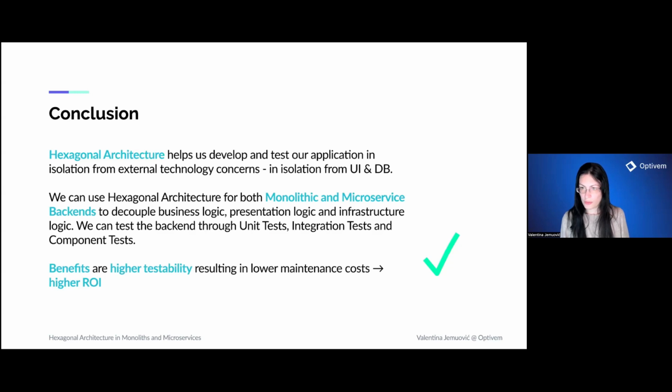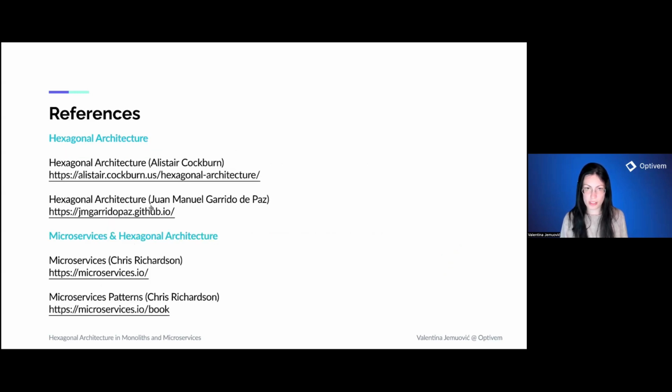We can use hexagonal architecture for both monolithic and microservice backends. In both of those cases, we can use it to decouple business logic, presentation logic, and infrastructure logic. And through this decoupling, we can use these different types of tests. So unit tests, which are concerned with business logic, integration tests to verify presentation logic, integration tests to verify infrastructure logic, and also component tests, which span a whole microservice in its entirety. The whole benefit of using hexagonal architecture and this test pyramid is higher testability, which results in lower maintenance costs and hence higher ROI.